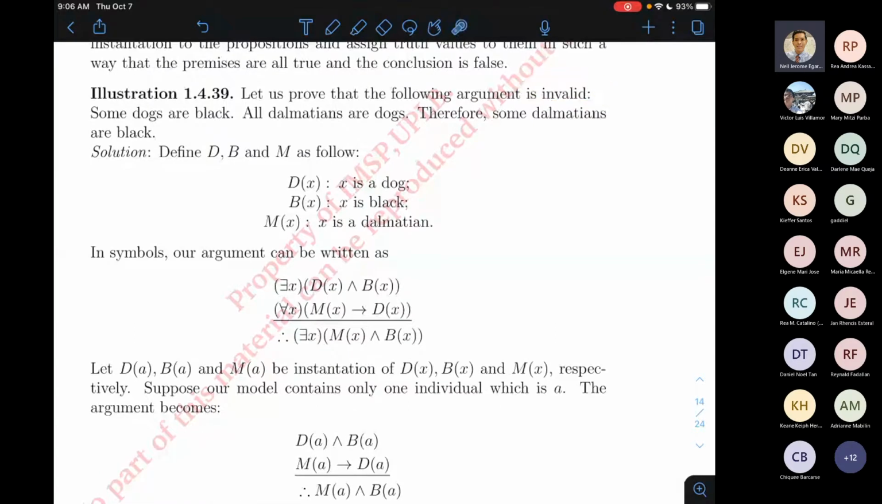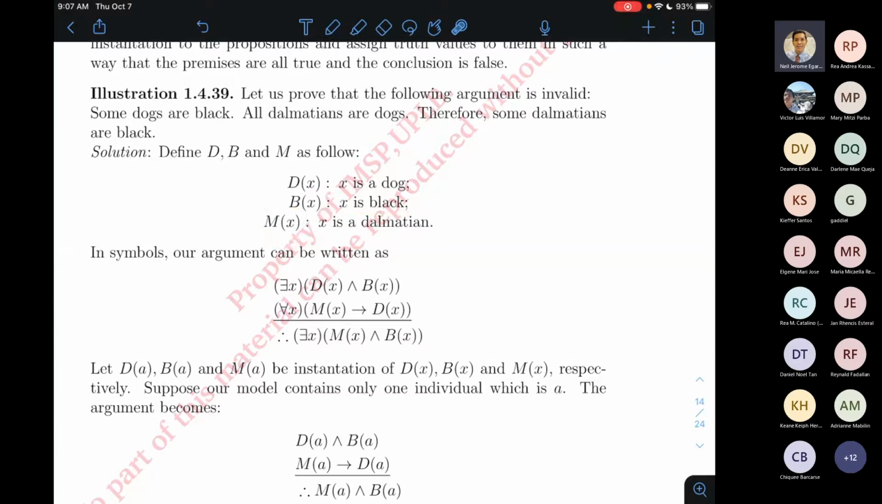Now, here's the statement. Here's the argument. Some dogs are black. All Dalmatians are dogs. Therefore, some Dalmatians are black. So again, we start with declaring our variables. So we let statement D about X be X is a dog. Statement B about X is black. Statement M about X is a Dalmatian.